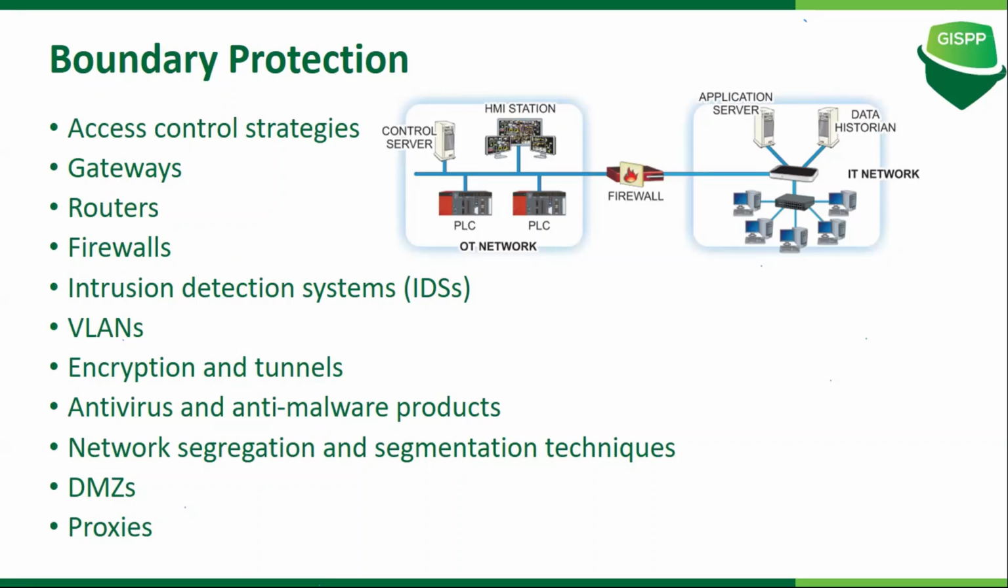Boundary protection is where we introduce gateways, install routers, install firewalls, and intrusion detection. If someone is trying to bypass those firewall rules or routers, the IDS comes around and raises an alert. The VLAN, encryption, tunneling, antivirus, anti-malware, and so on.